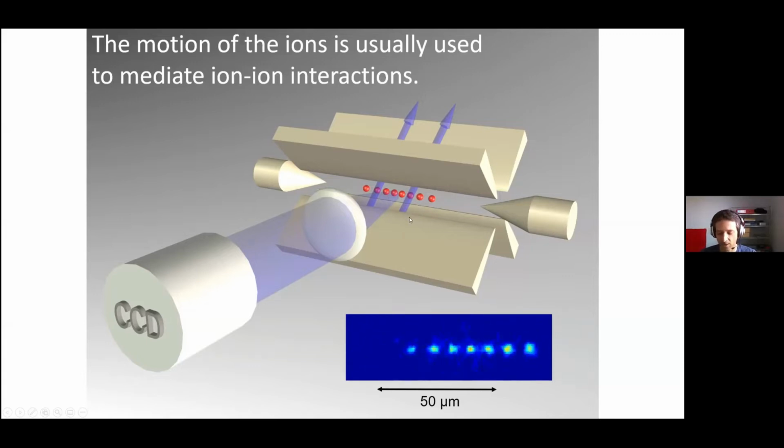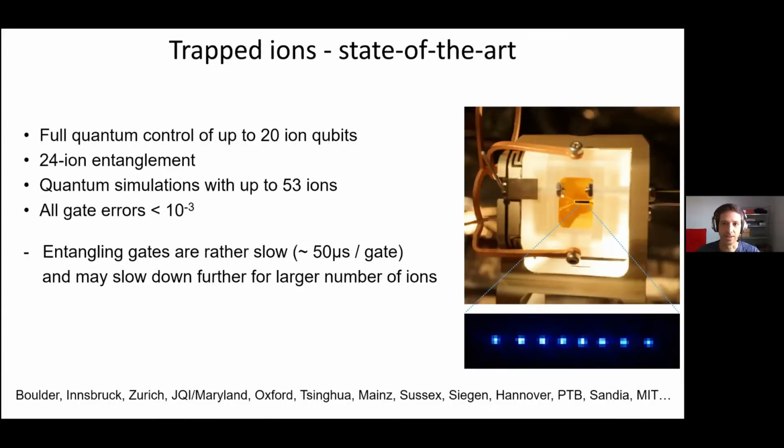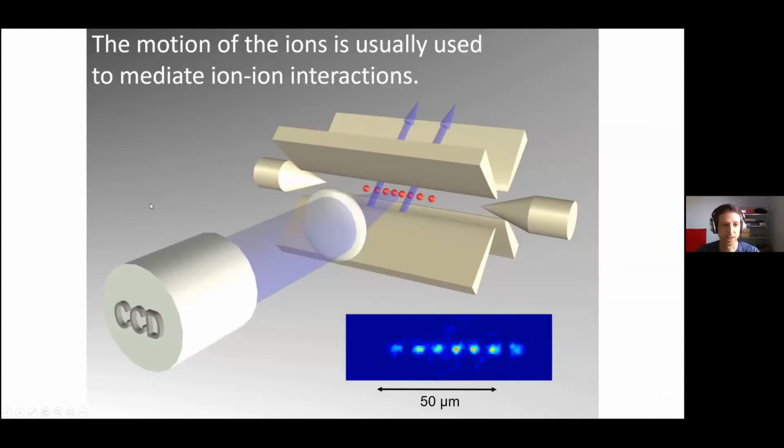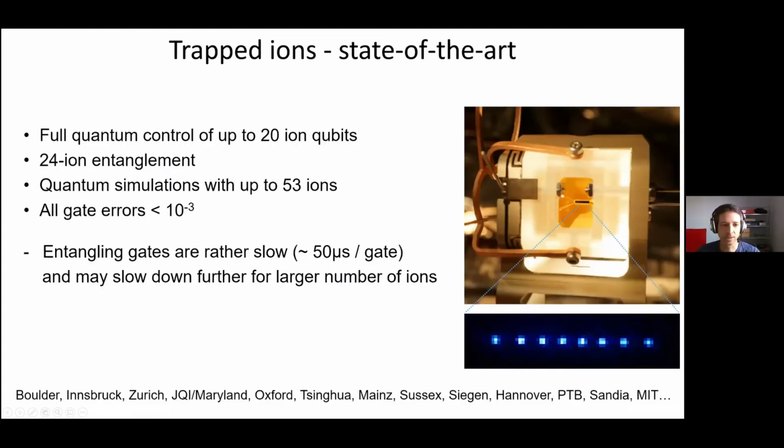Of course, there are also more sophisticated gates than this, which Christian will probably talk about next week. The state of the art in trapped ions at the moment is that you can do at least 20 qubit full quantum control, probably even more right now. 24 ion entanglement has been shown recently, published as a preprint from Innsbruck.